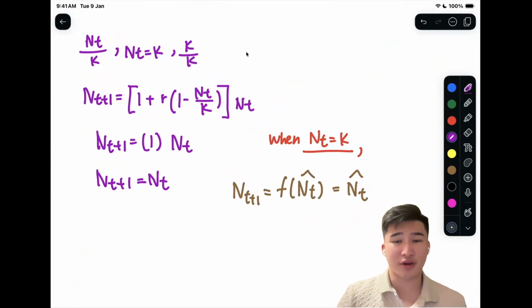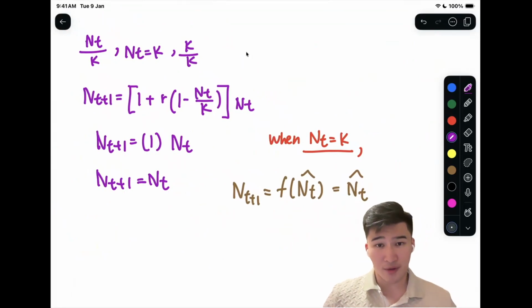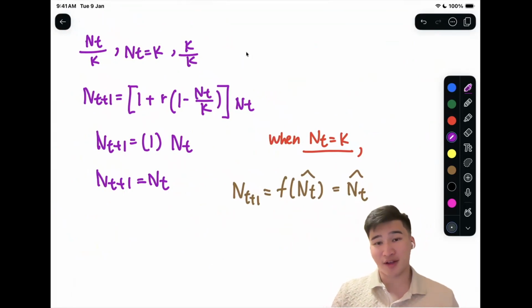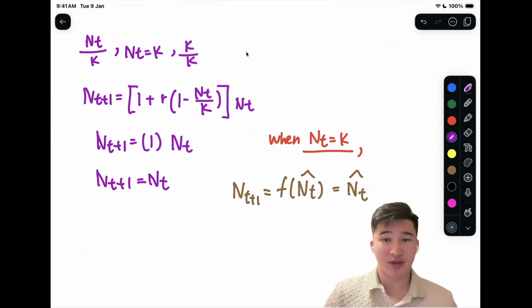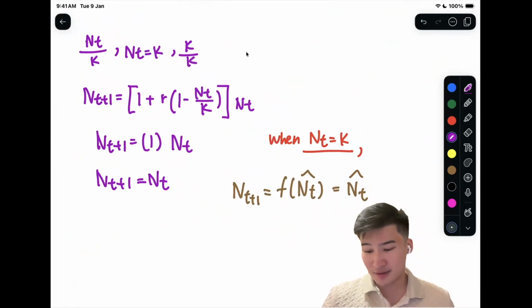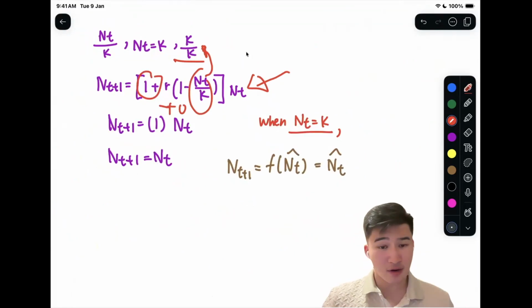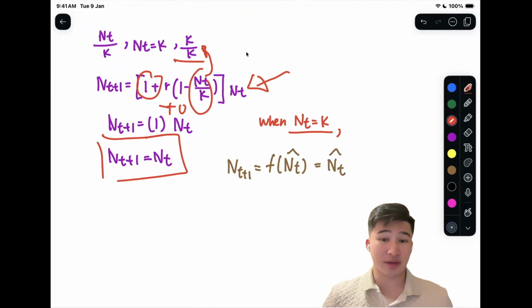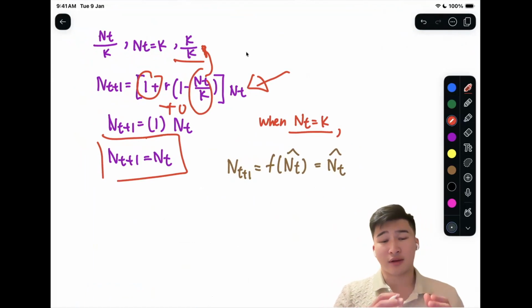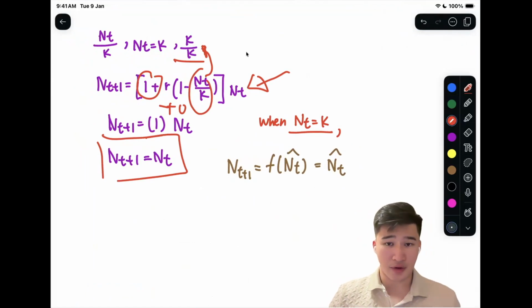Remember in our last video, when we were talking about the discrete logistic growth model, what happens when our current population approaches or equals our carrying capacity. You see our N_t is equal to K, so we have N_t over K, which is K over K. So in our discrete logistic growth model, 1 minus all this is equal to K over K, so we have 1 minus 1, and then 1 plus 0, which is just equal to 1. That's why we have N_{t+1} equals N_t, which is basically saying the future population is going to equal our current population.